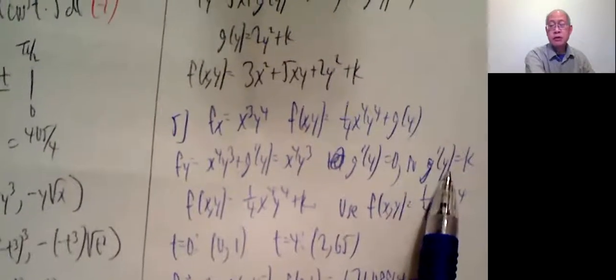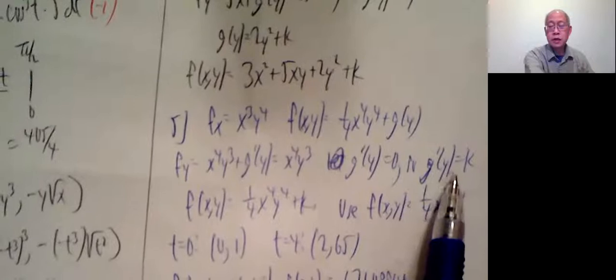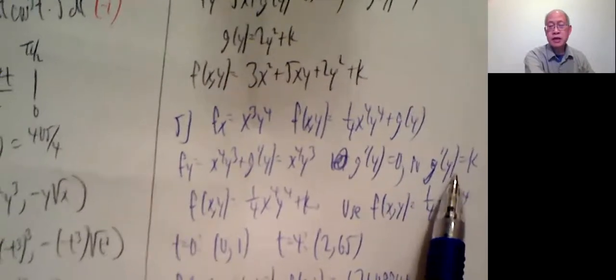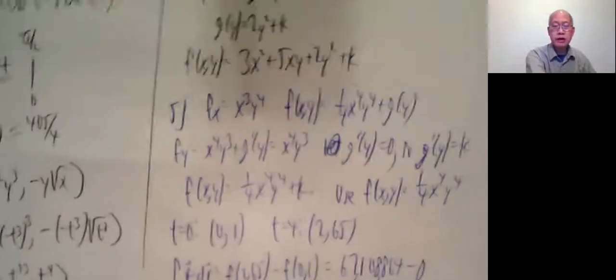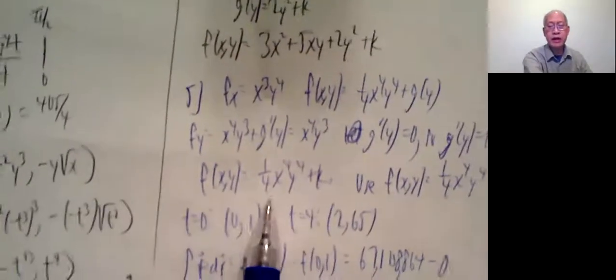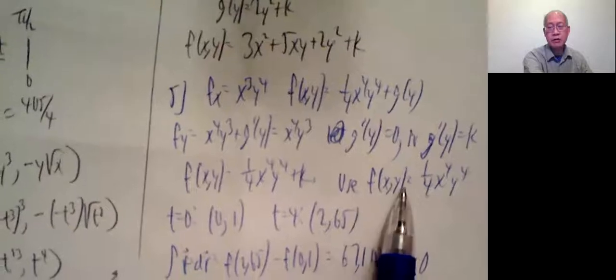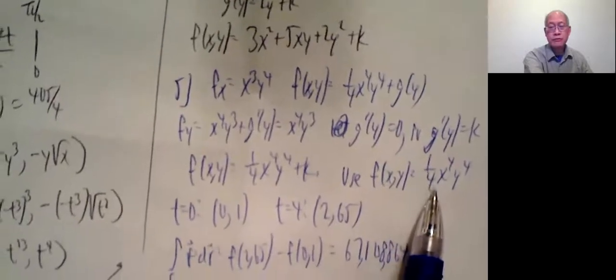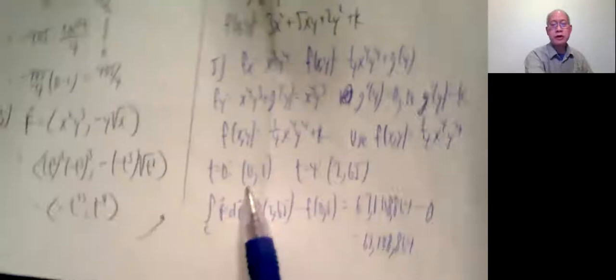From the fundamental theorem of calculus, just like in Calc 1 and 2, the easiest constant to pick is 0. So in general, f of x y is 1/4 x to the 4th y to the 4th plus k. You're allowed to pick any anti-gradient, so the best is to use f of x y equals 1/4 x to the 4th y to the 4th. You plug in 0, you're at 0, 1.